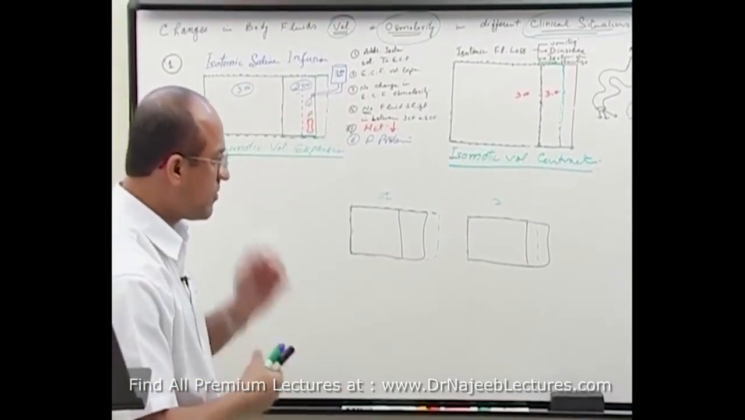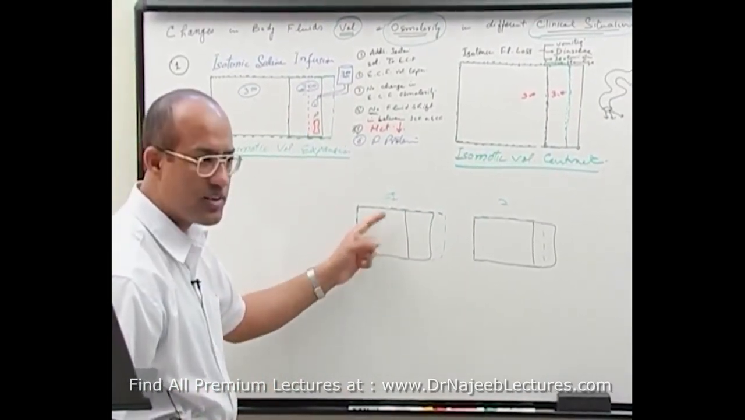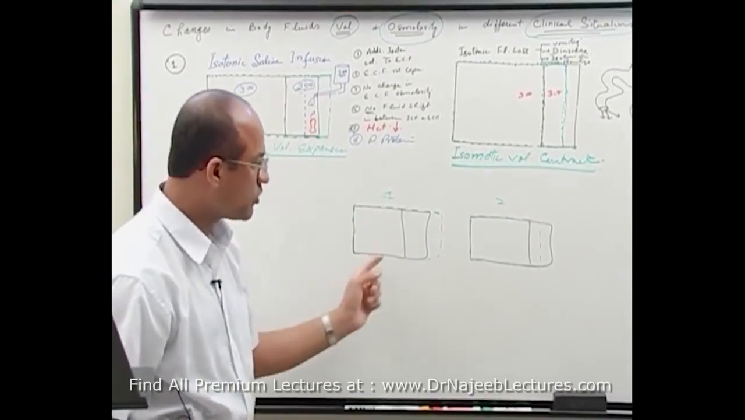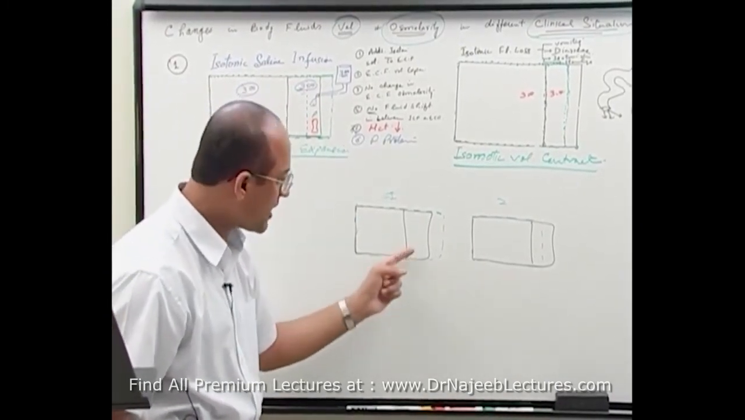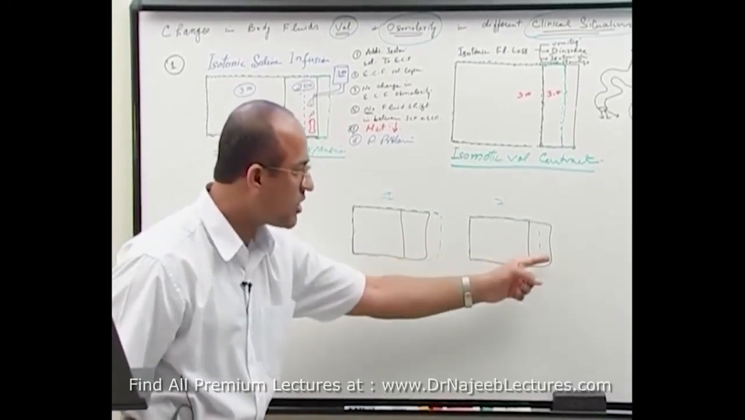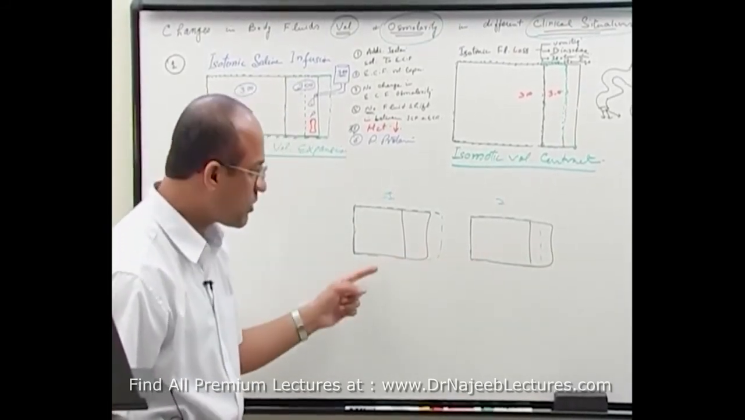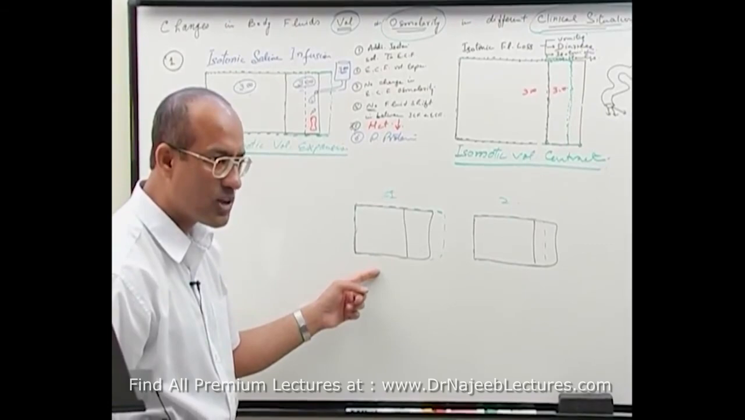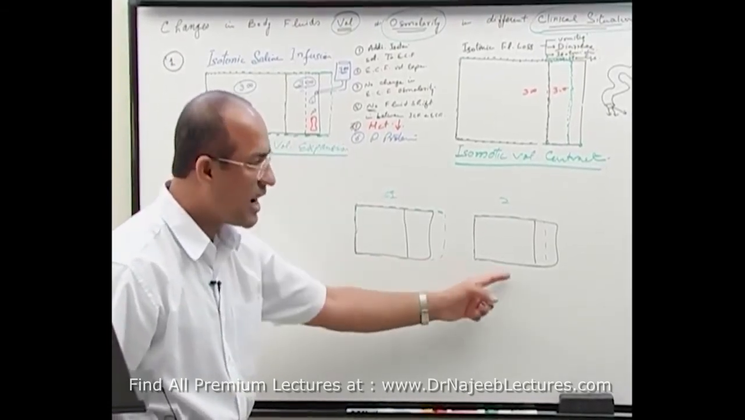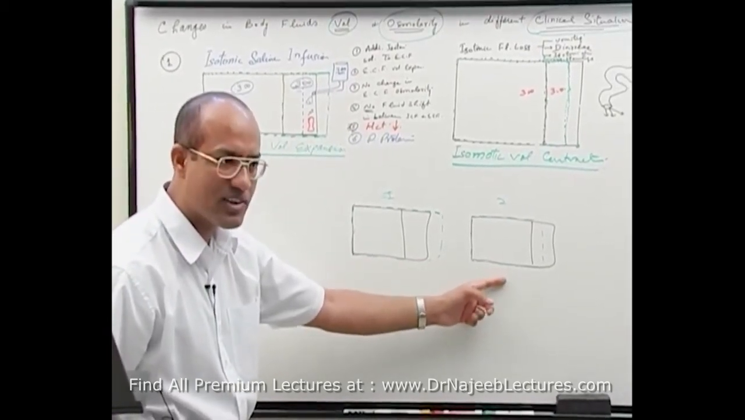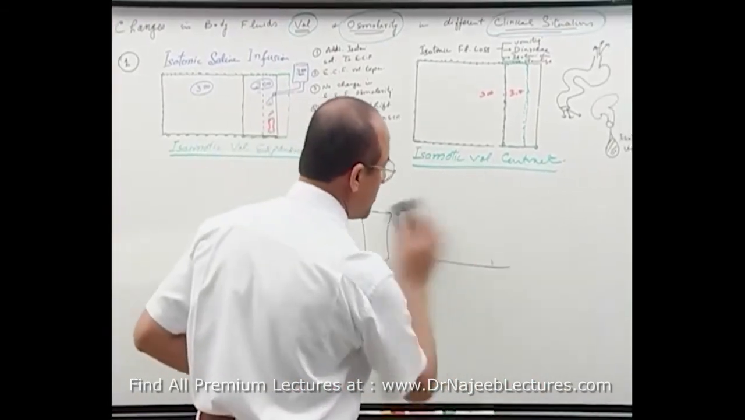In both cases, osmolality has not been changed. This is isotonic, isoosmotic, this is also isoosmotic. But here volume has been expanded and here volume has shrunken. So what will this be? Isoosmotic volume expansion, isoosmotic volume contraction. Is that right?